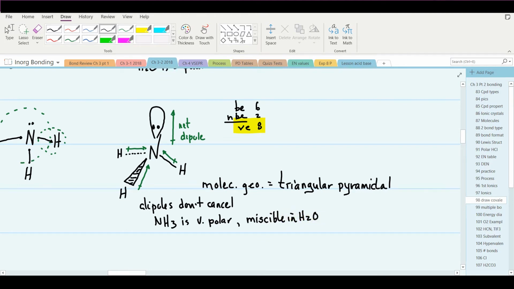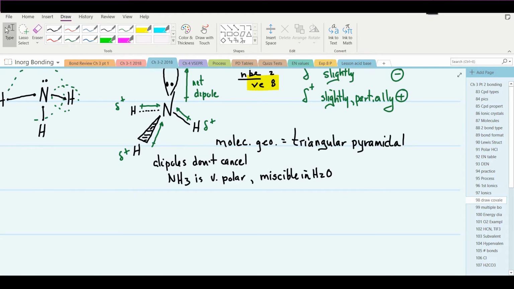So we have a net dipole, negative at the nitrogen end, and these hydrogens are slightly, partially, delta positive. So this delta symbol is slightly or partially positive, and delta negative would be slightly or partially negative. Don't make me write that out again. Okay.